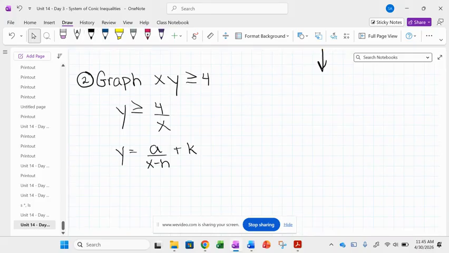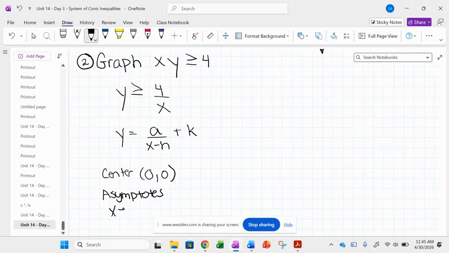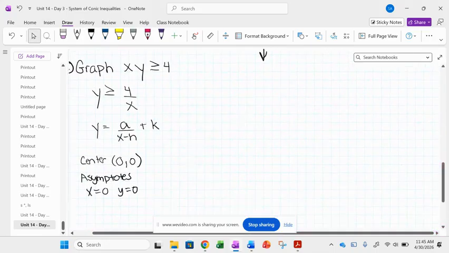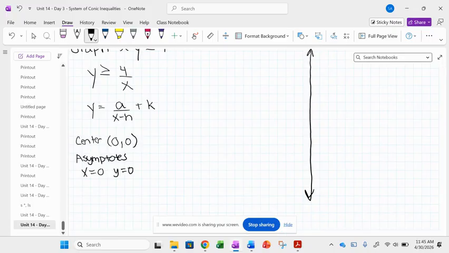We have to draw the asymptotes. Very good. So do we agree that the center of this rectangular hyperbola is the point 0, 0? And the asymptotes will be x equals 0 and y equals 0? All right, so let's get this graph started. Well, it's the axes.